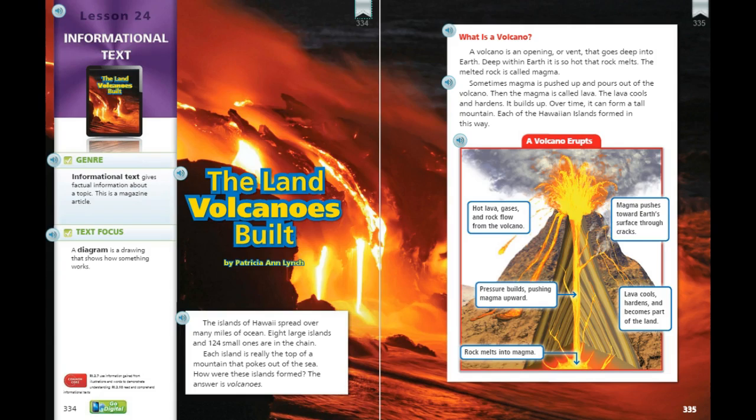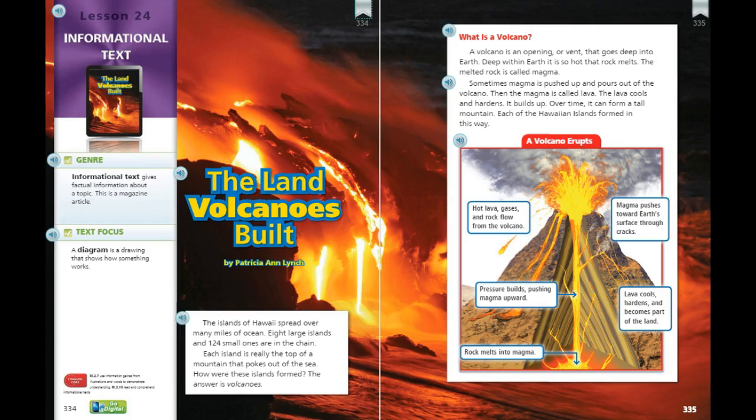In this instance, this text is a magazine article. The focus of our text is diagrams. A diagram is a drawing that shows how something works. Okay, so based on The Land Volcanoes Built, the title of this, I think that the topic of this magazine article is going to be how land is formed by volcanoes.